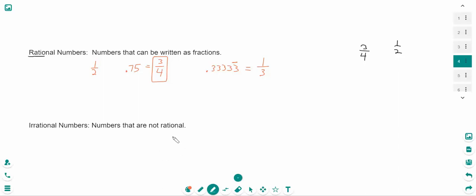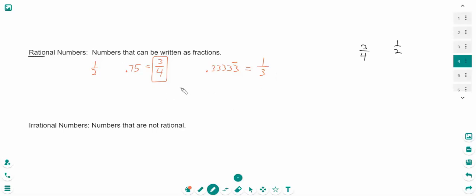So many, many numbers out there are rational numbers. And again, how do you know if it's rational? It's rational if you can write it as a ratio of two integers. Notice these are all fractions made up of two integers.